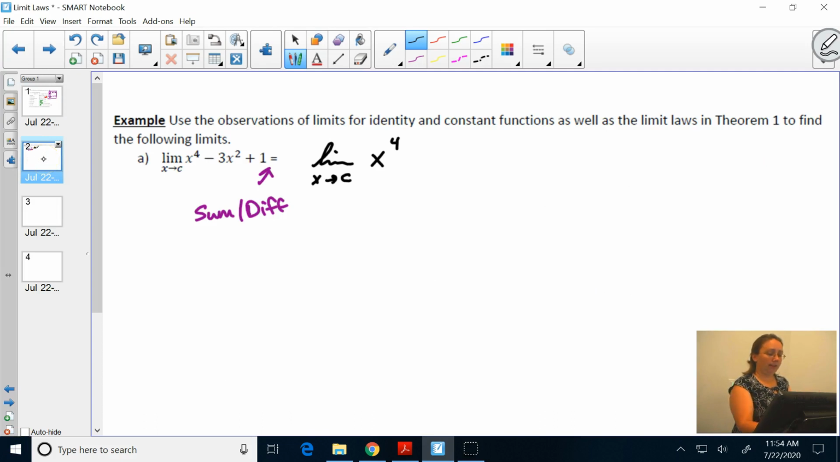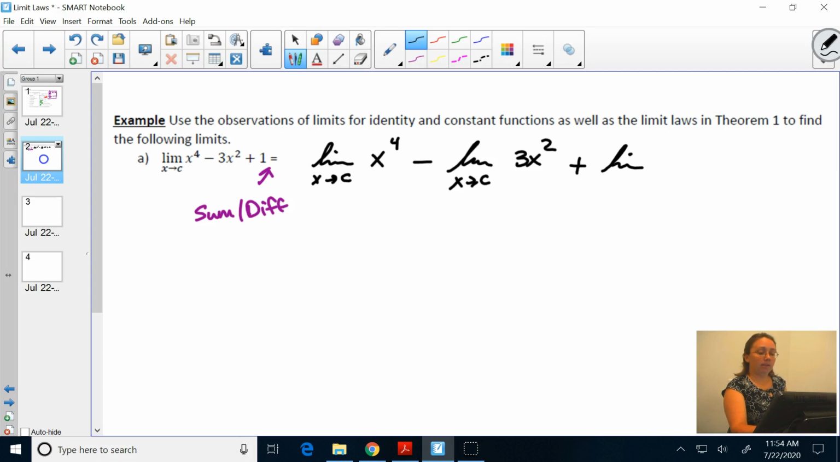So the way we write that is like so. We take the limit and we put it on each term separately. So limit of x to the fourth minus the limit as x approaches c for 3x squared. See how now the limit is on each individual piece. We find the individual limits and then we subtract the answers. We do the same thing for the last term, except this time it's an addition. So we're using the sum rule for breaking up the limits.